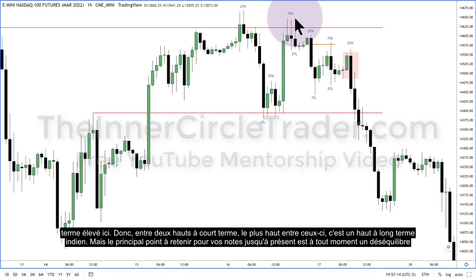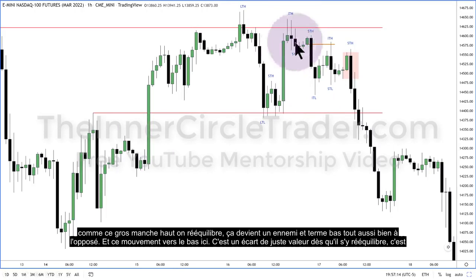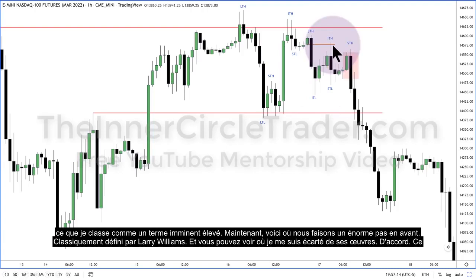But the main takeaway for your notes so far is anytime an imbalance, like this big candle up, is rebalanced, that becomes an intermediate term low. Just as well on the opposite end, this down move here, that's a fair value gap. As soon as it rebalances there, that's what I classify as an intermediate term high. Now here's where we take a huge step forward.